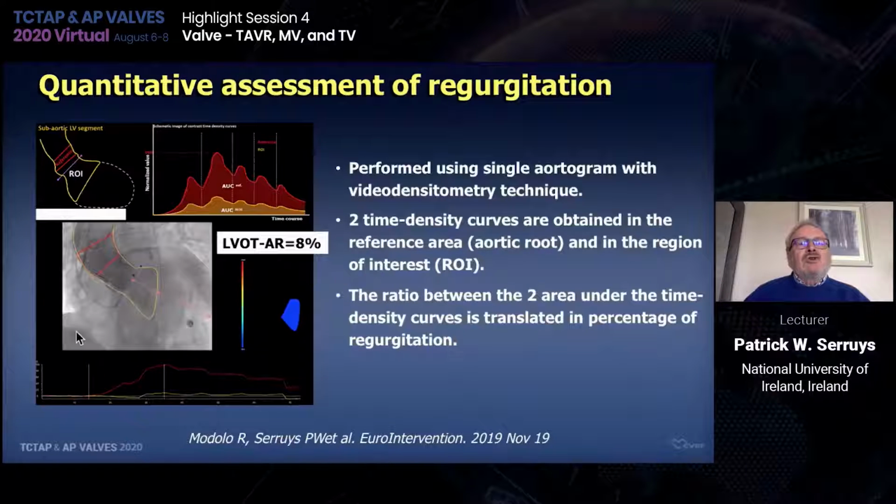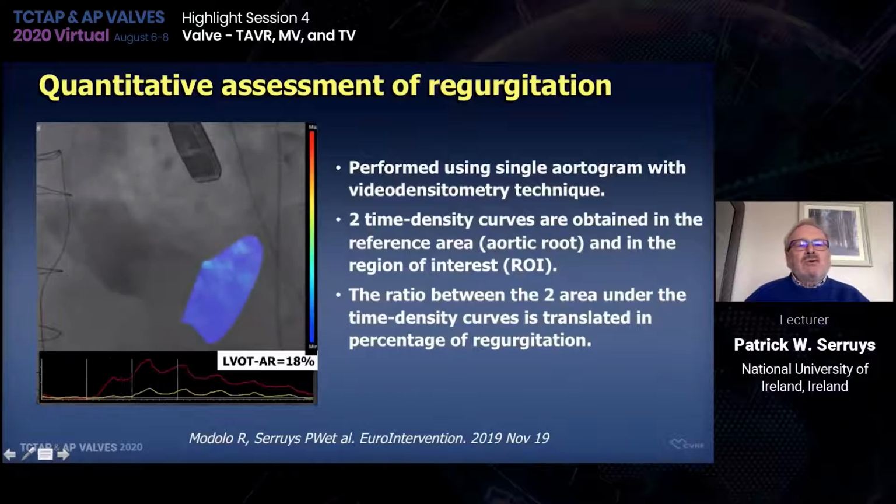Just a word about the quantitative assessment of regurgitation. You perform it using a single aortogram with the video densitometry technique. Basically, you have a reference area and a region of interest. You look at the time density curve of the reference area and the region of interest, and the ratio between the two areas under the time density curve is translated into a percentage of regurgitation.